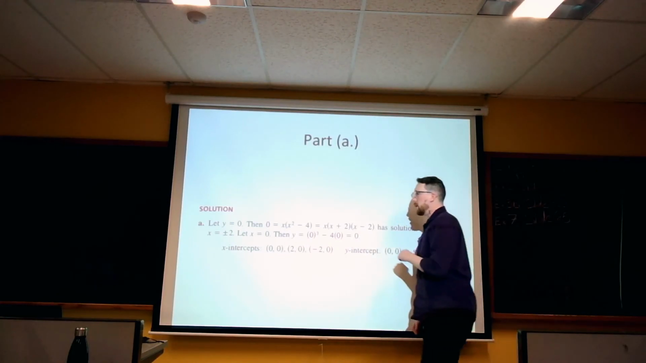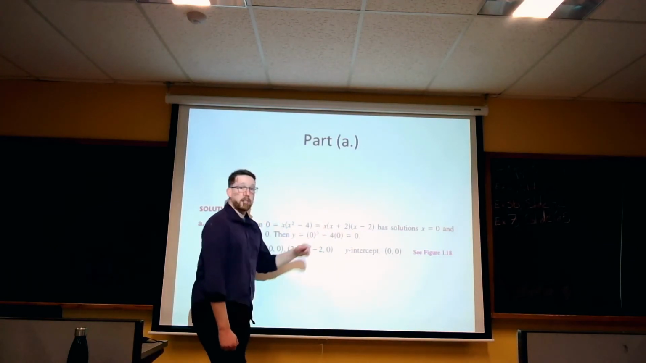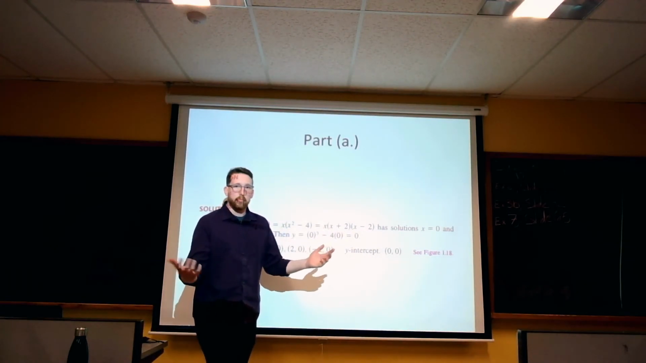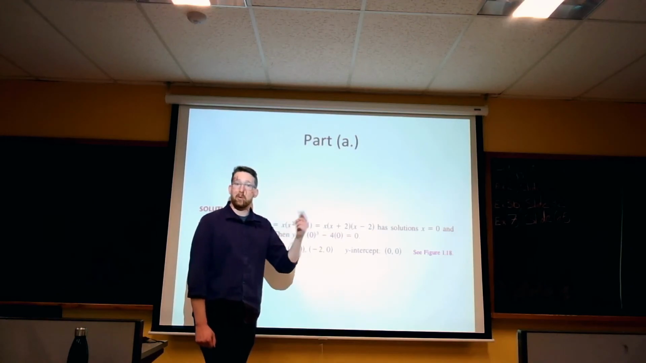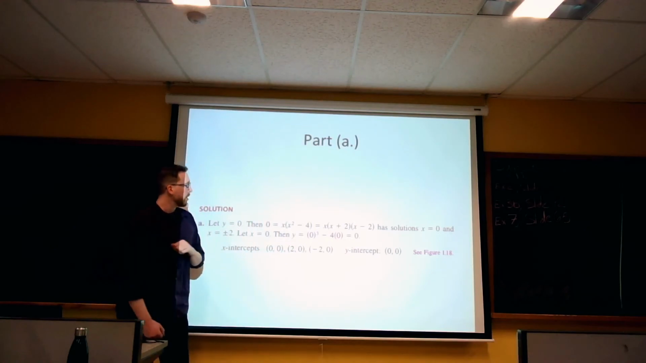So we can say, all right, well, when are these things going to be 0? Well, x is going to be 0 when x is 0. That gives us one point over here: 0, 0, right? Because that's what we're solving for. Y is equal to 0.